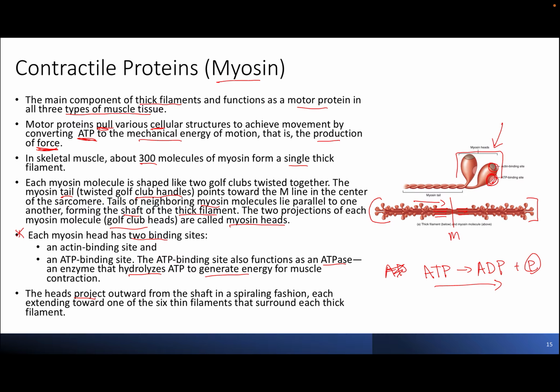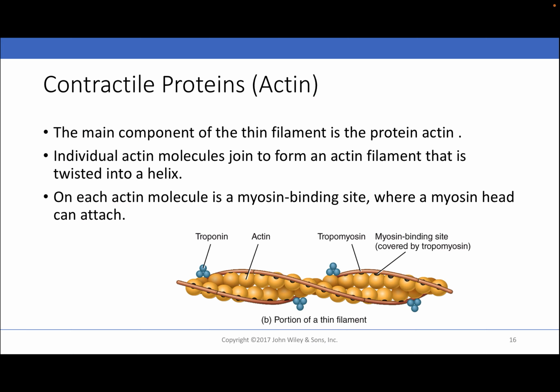Now, the heads that we see on our myosin fibers are going to project outwards from that shaft in a spiraling arrangement, and are each going to extend towards one of the 6 thin filaments that surround each of our thick filaments. All right. So this is myosin, the major player in our thick filament. Actin is going to be our other contractile protein.